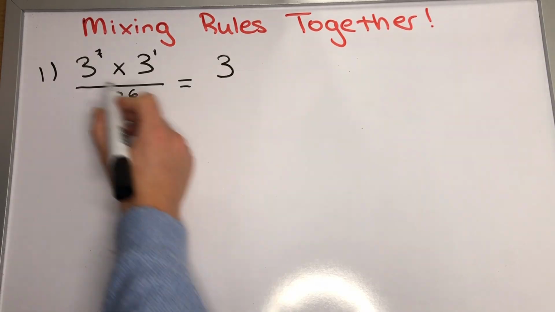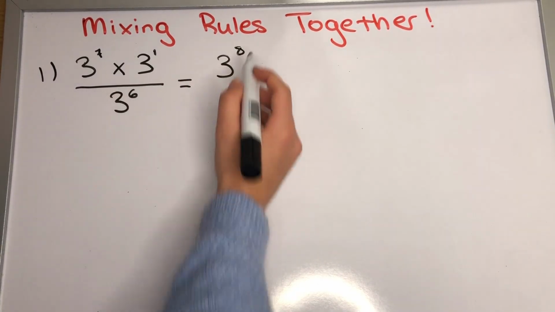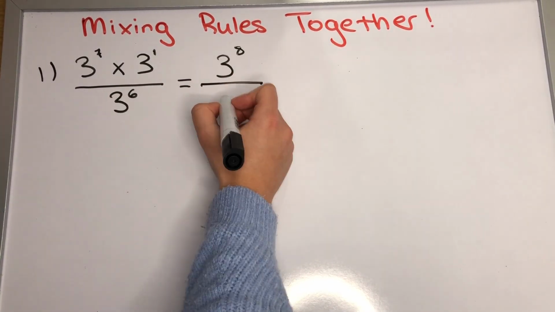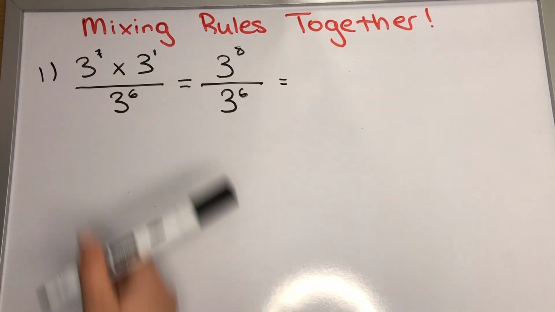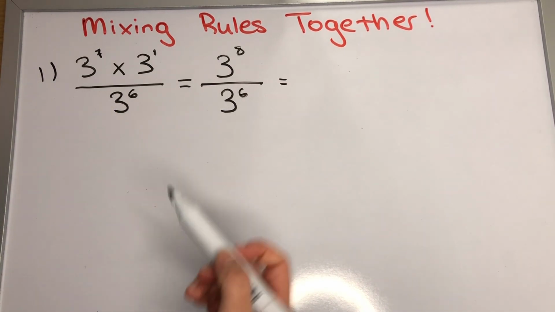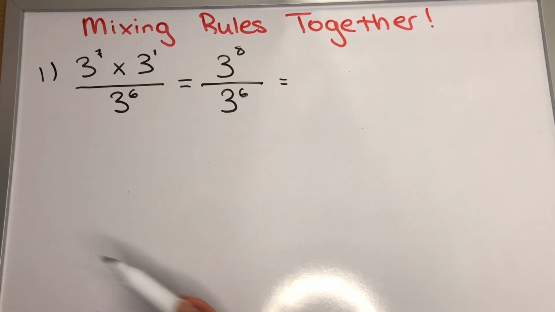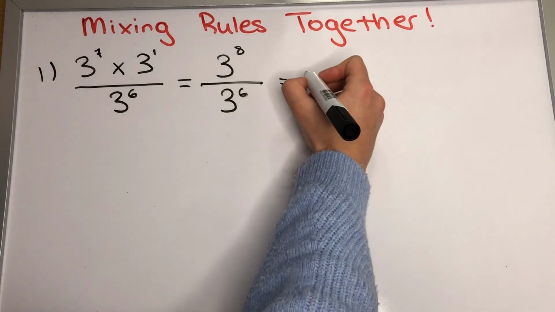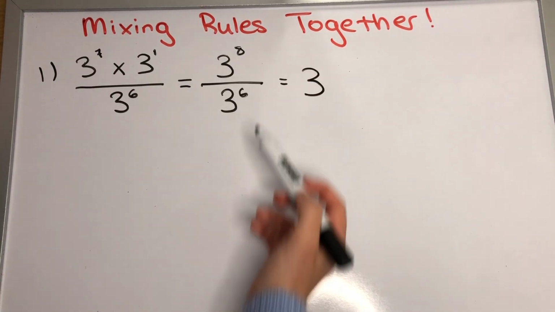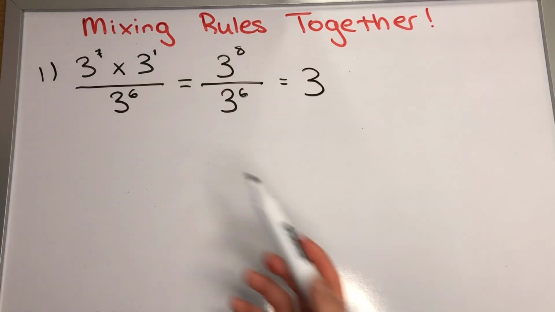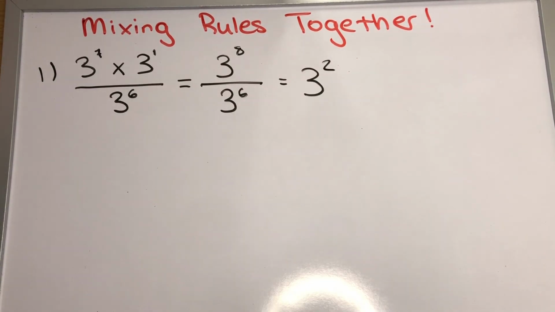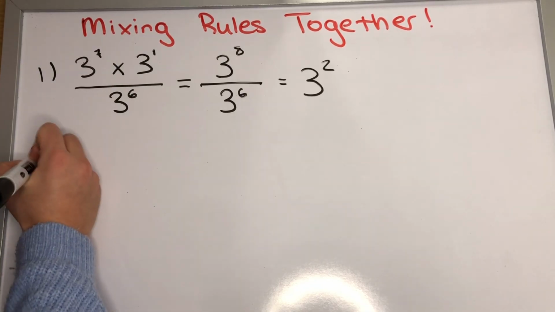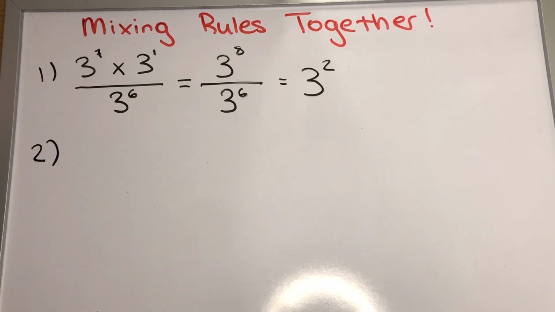So we have 3, we take the base, and we add the indices, which is 8. Now we can't forget about 3. Now this looks like our other rule, where we have 2 bases dividing. So we take the indices and we subtract. So I'll take the base, and I'll take the indices and subtract them. So 8 take 6 is 2. And that's my answer. Now say for example, you're given something like this, right?